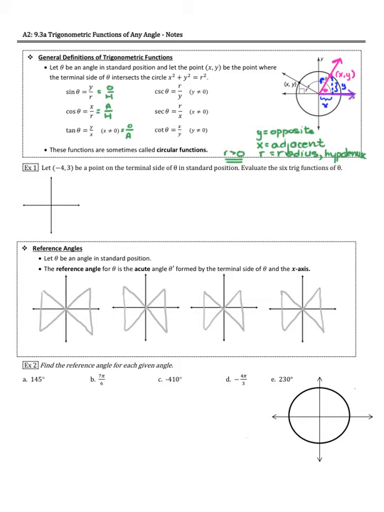Your x, y values will change sign depending on which quadrant you land in. So for instance, in the first quadrant, both x and y are positive. Over here, x will be negative, y will be positive. Down here, both x and y are negative. And here we have x positive, y negative. So now you're going to start finding you have ratios that may be negative.